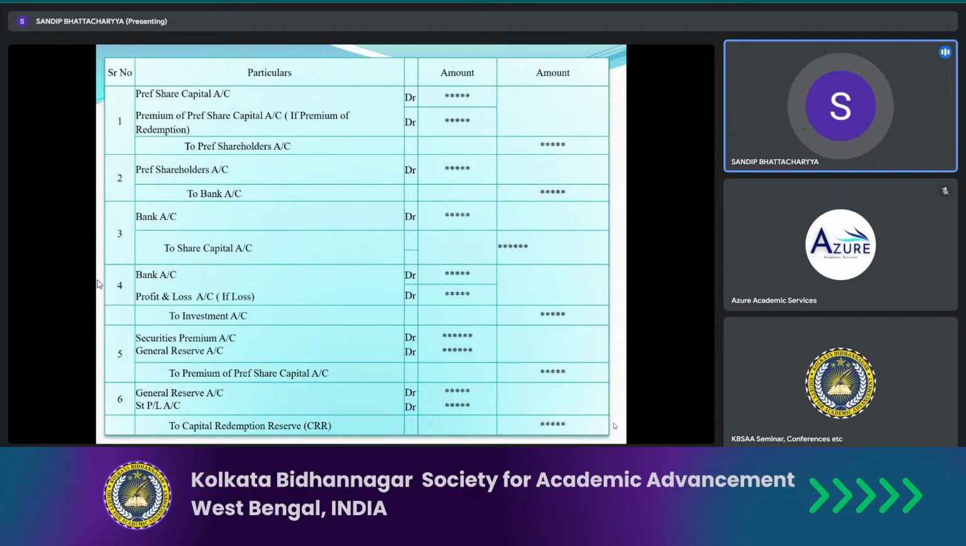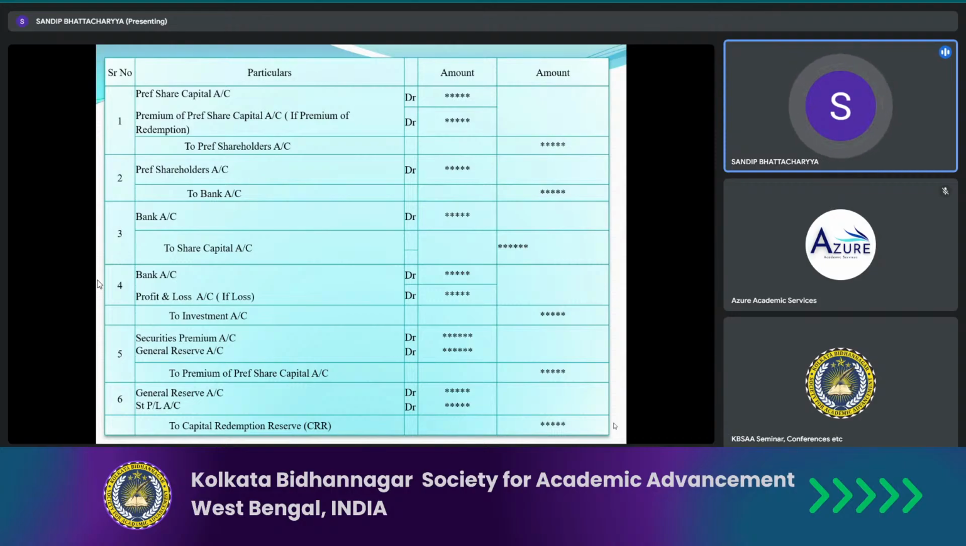Now, journal entry number 5, as you can see, is premium on pref share capital. As you see in my journal entry number 1, that is premium on pref share capital account, premium on redemption. Now I am telling you that if your preference shares are redeemed at a premium, these are the two funds you need to set aside. I repeat this once again: if your preference shares are redeemed at a premium, these two funds must be set aside for the redemption premium value.